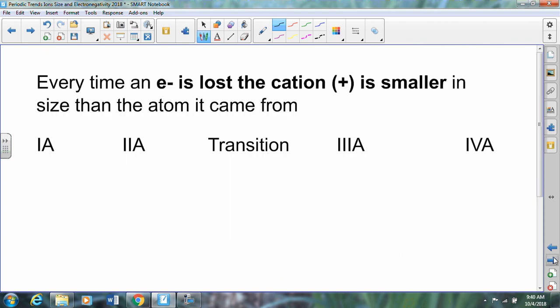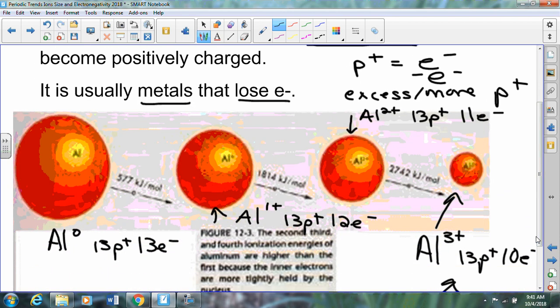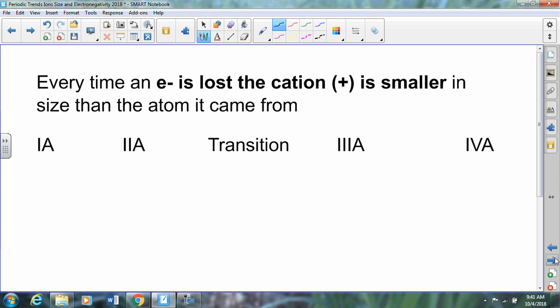Every time an electron is lost, the cation is going to be smaller. See how this shows you that in the picture there? It goes from pretty large to smaller to smaller to the smallest. So because we're losing electrons, and the number of protons is pulling those electrons in more, the size is going to get smaller going across.